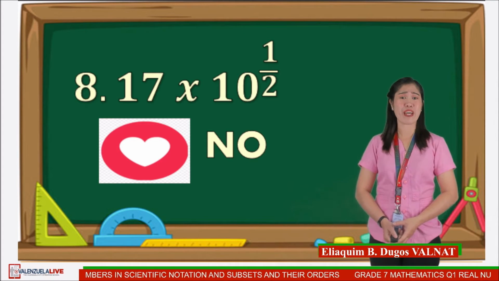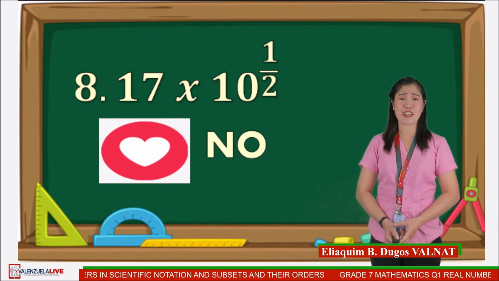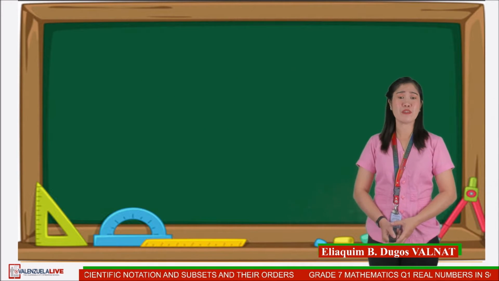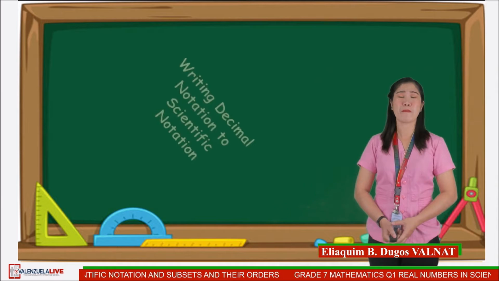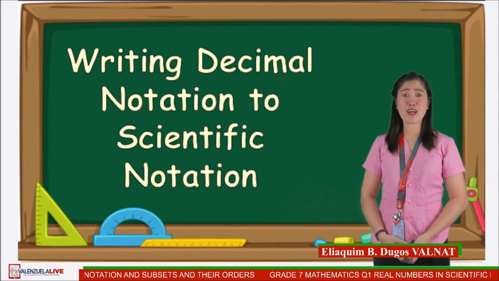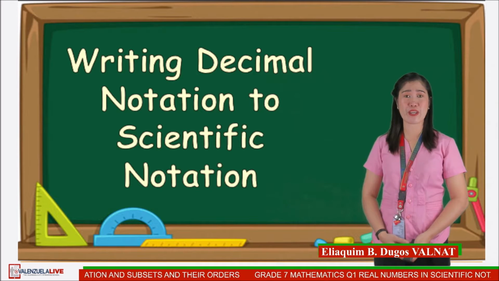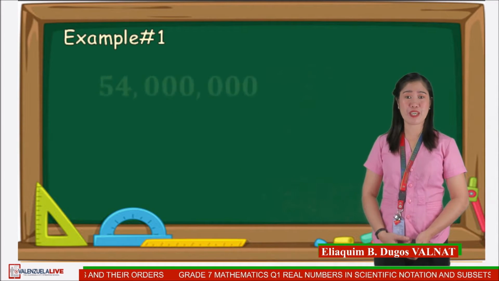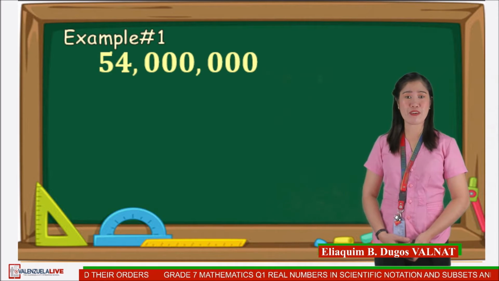But how should we write decimal notation in scientific notation? Decimal notation includes whole numbers and decimal point. Let's have example number 1. Write 54 million in scientific notation.